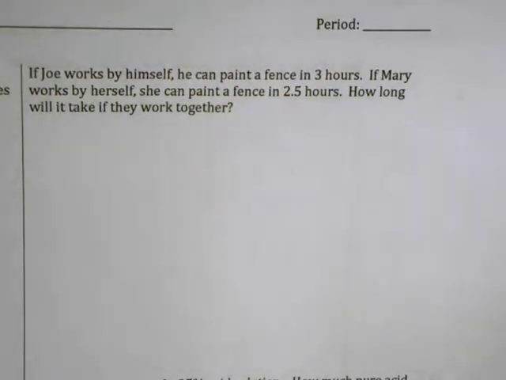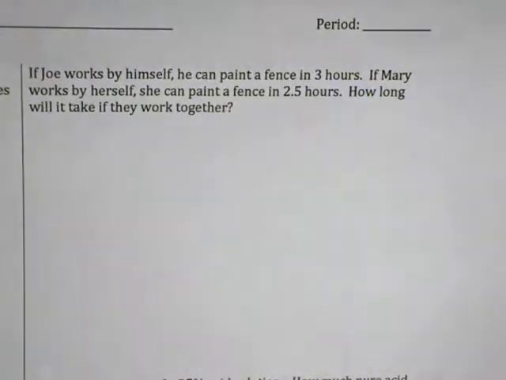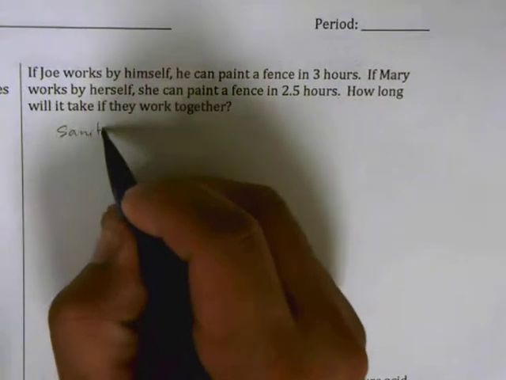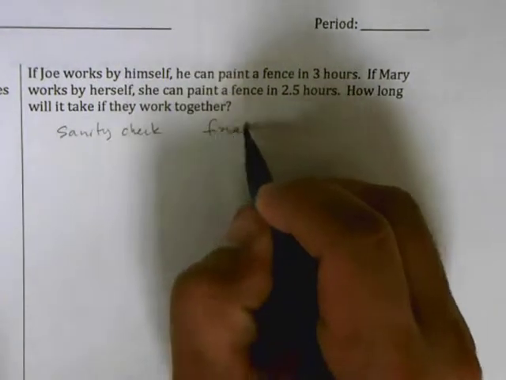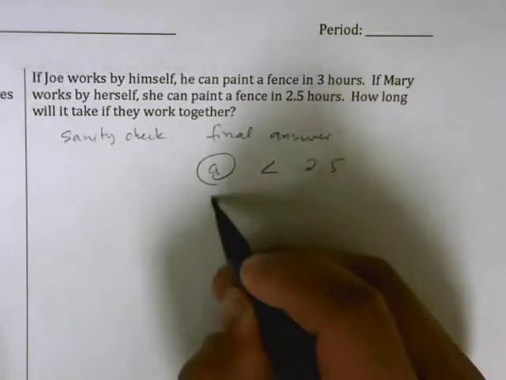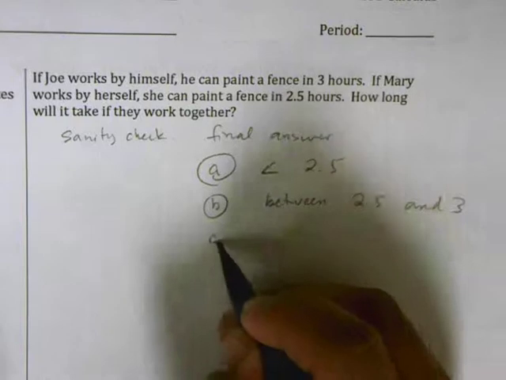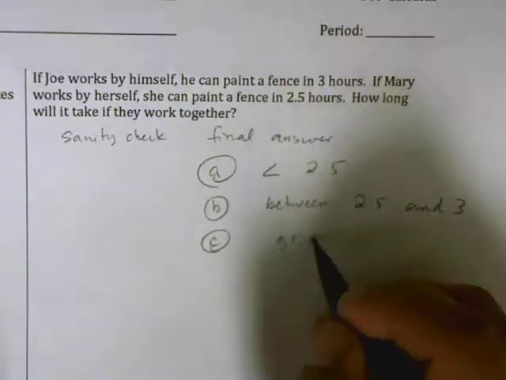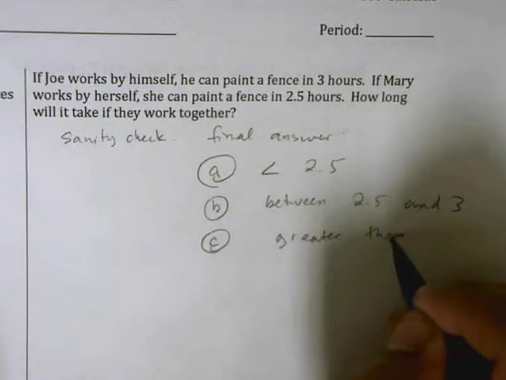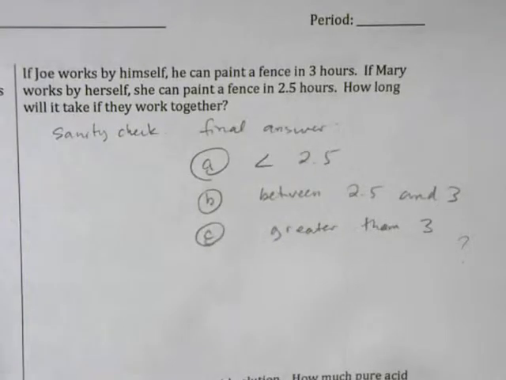Let's just think through this problem and make sure that some of the common sense parts take place. You should ask yourself, should my final answer be less than 2.5, between 2.5 and 3? Let's think about this in terms of what I call the sanity check. Is the final answer A, less than 2.5, B, between 2.5 and 3, or C, greater than 3? You should check that for yourself first and think through that before we proceed further.